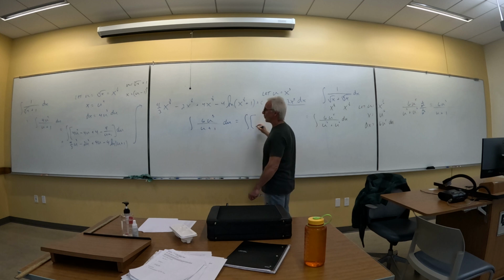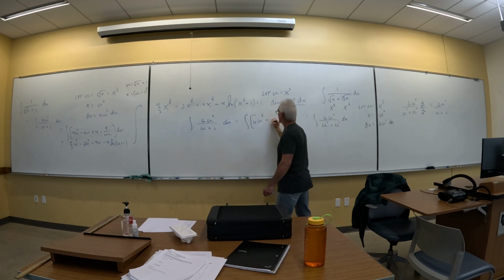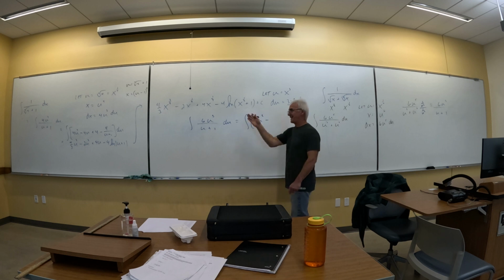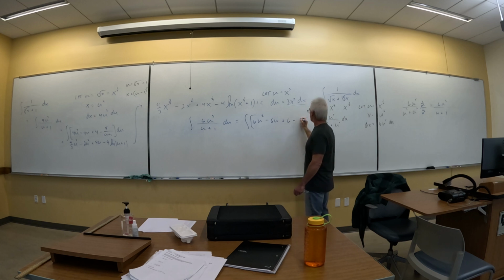Okay. So what are we integrating then? 6u cubed, I'm sorry, 6u. Help me out here, folks. 6u squared. I can't see it, and that's why I make mistakes. 6u squared minus 6u plus 6 minus 6 over u plus 1. Thank you. Yeah, I'm looking sideways.